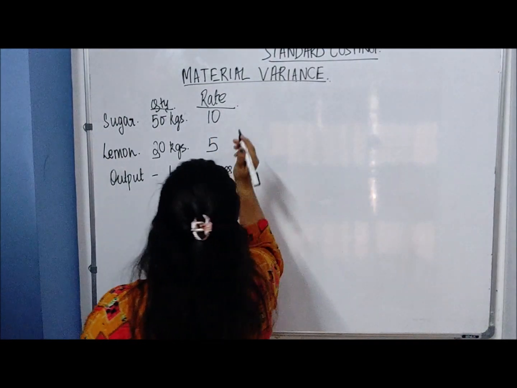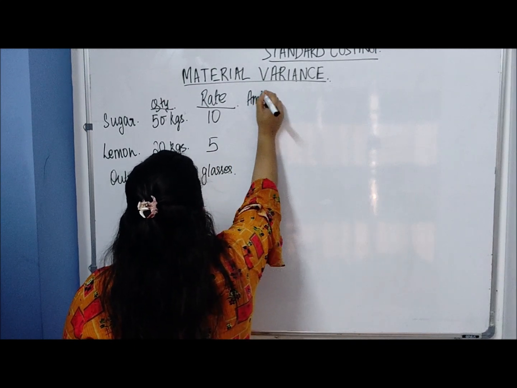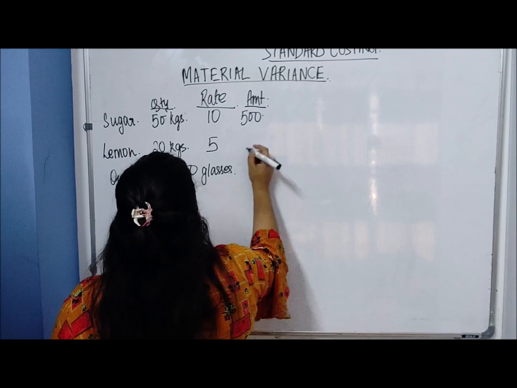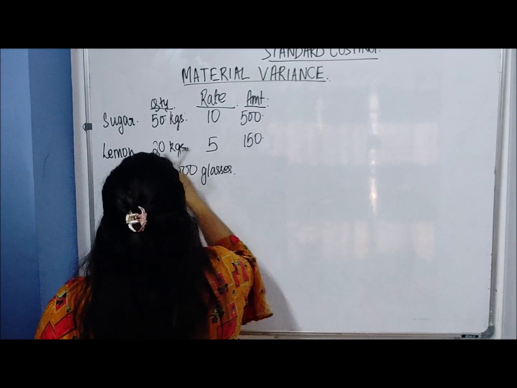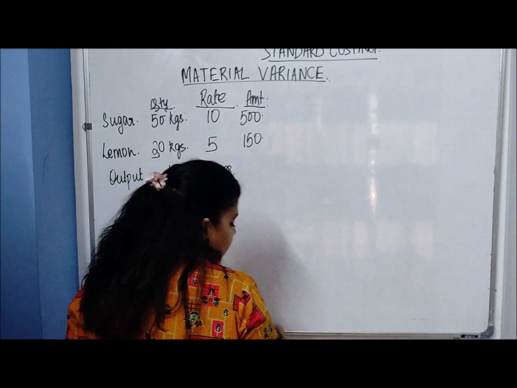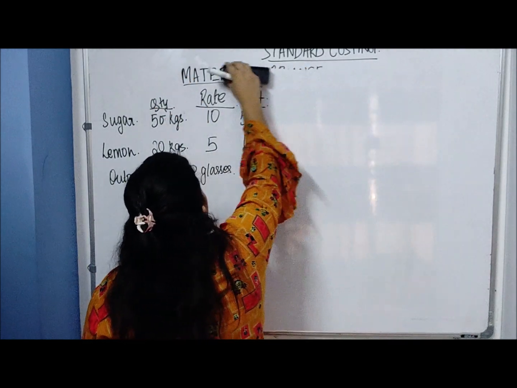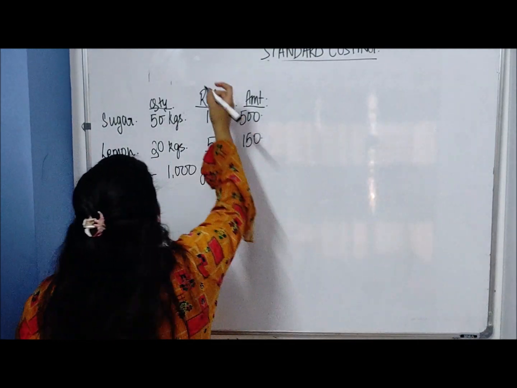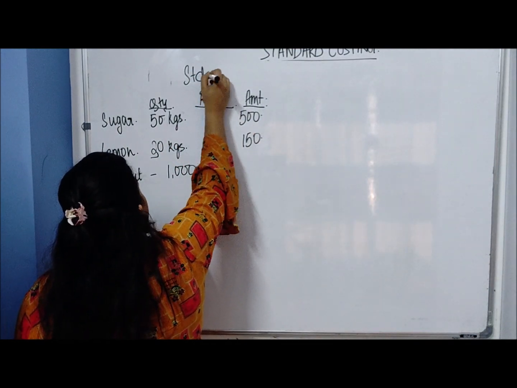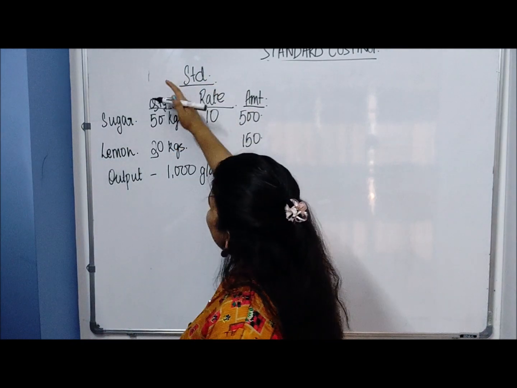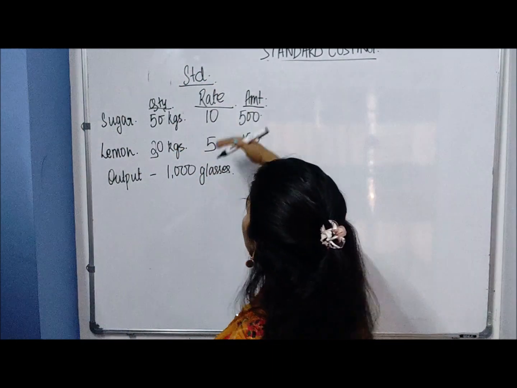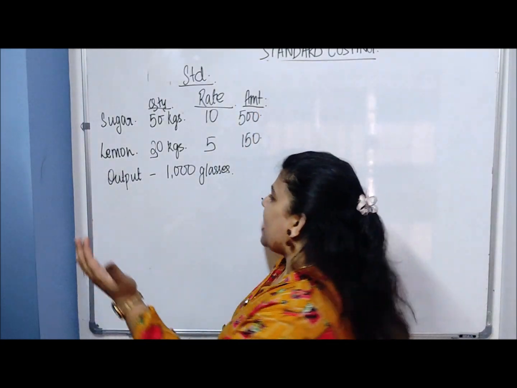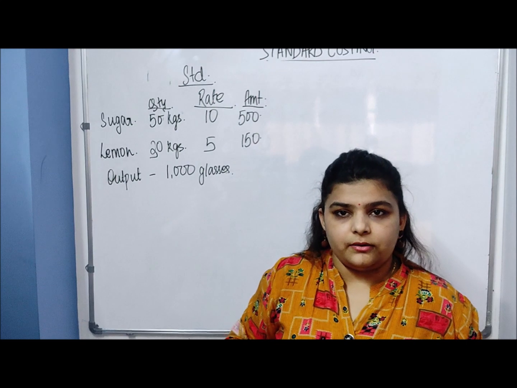So how much am I going to spend? I am going to spend rupees 500 on sugar and 150 on lemon. This is my standard. This is the standard that I have set. That means this is the standard quantity for this output. This is the standard rate at which I am going to purchase. So this I have decided on 30th April.